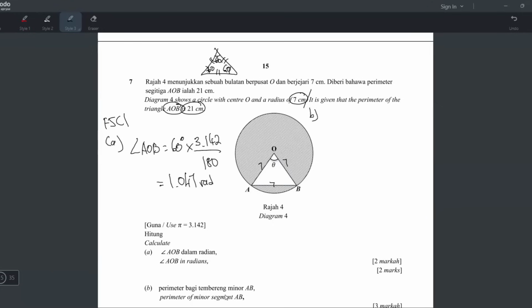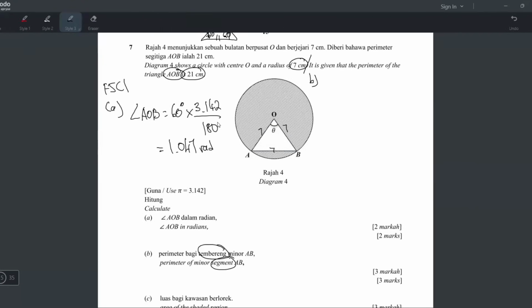Okay, done. Question B, perimeter of minor segment AB. Segment in Bahasa Melayu is tembereng. And where is the segment? Okay, a segment must consist of two lines, the arc and the chord. So they already said minor arc AB. So the minor arc AB is here, and the chord will be this line. So you are finding the perimeter, not area, the perimeter.